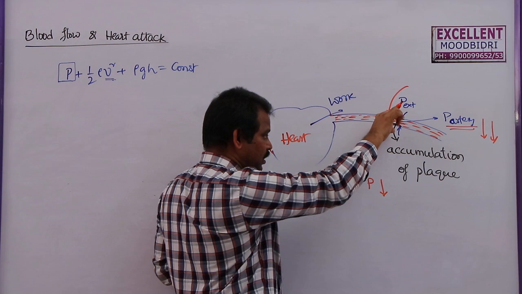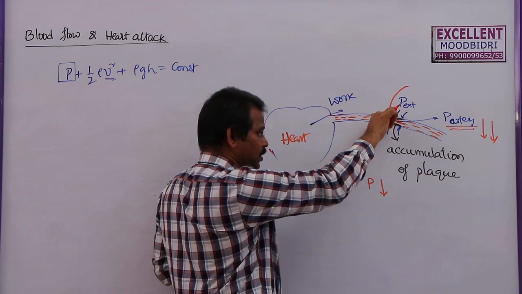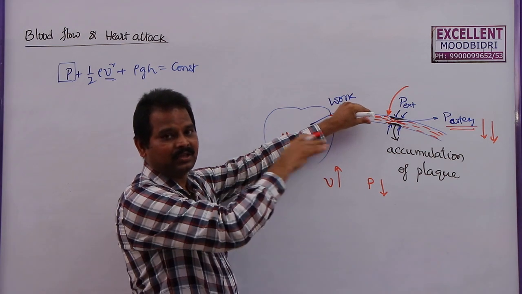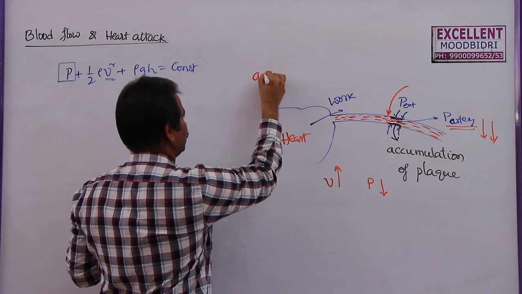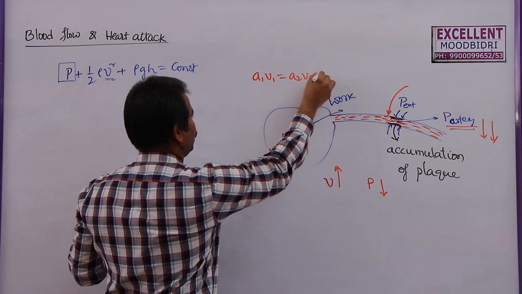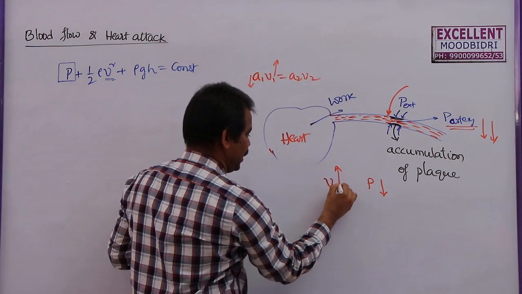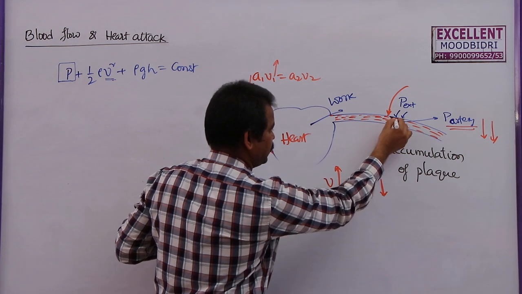So due to this, it will collapse. It will become very, very narrow. Whenever the area decreases, the velocity will increase according to the law of continuity, A1 V1 equals A2 V2. Whenever area decreases, the velocity will increase. Whenever velocity increases, the pressure inside the artery decreases.